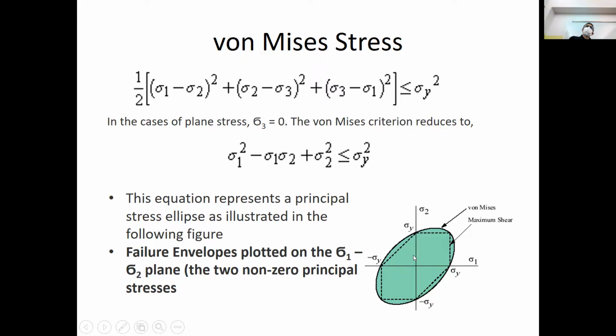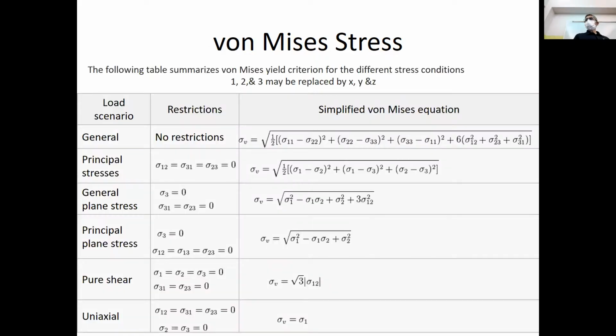I can still calculate my von Mises stress or equivalent stress using several equations, depending on whether I have a 3D state of stress, whether my stresses are given by sigma x, sigma y, sigma z, tau xy, tau xz, tau yz, or sigma 1, sigma 2, sigma 3. I compile these together in this table to give you several formulas, depending on which case you have.